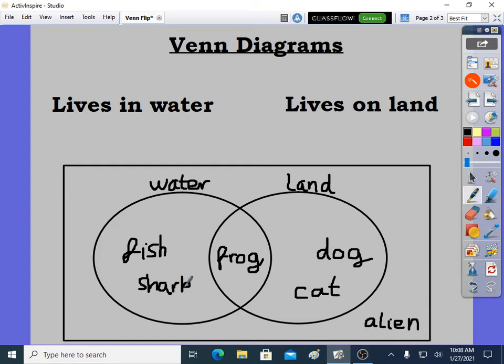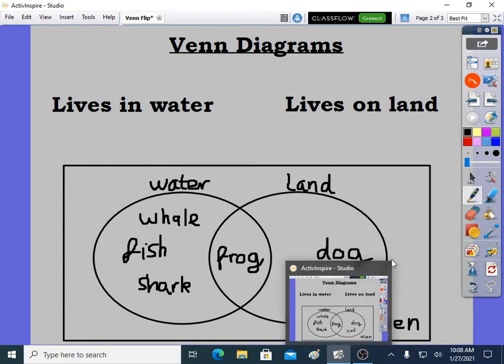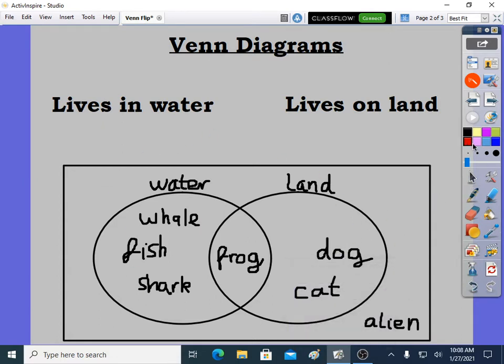You could even have three. You could have a whale as well. But what you can't do, remember this, you can't put dog in more than one place. So they should only appear in one place. Just to make this clear, water and land are the titles. They're not really on the diagram. They are the titles of the circles, aren't they? Water and land. Okay, so that's a Venn diagram for nature.